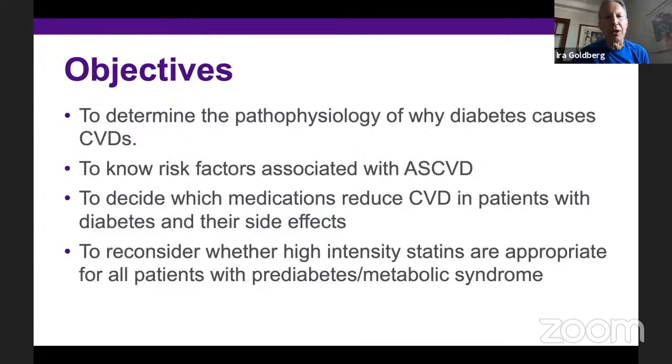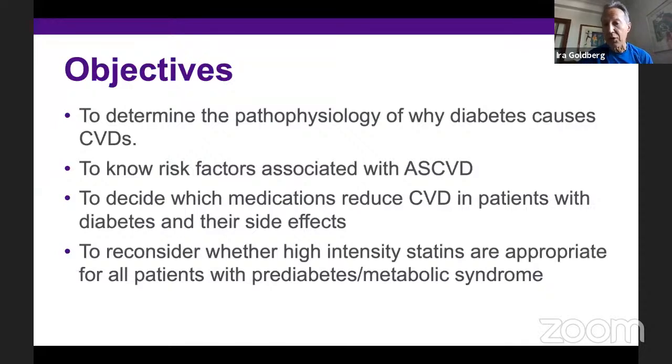So the objectives of this talk are to determine the pathophysiology of why diabetes increases cardiovascular disease. And to be straightforward, I can't really answer why this occurs, and neither can anybody else. I'll mention something about risk factors, many of which you already know. And then at the end, I'm going to talk about how you decide which medications to use. And it's wonderful that in the year 2021, we have a number of new medications and the opportunity to really treat our patients better and prevent either initial or recurrent vascular events in people with diabetes.